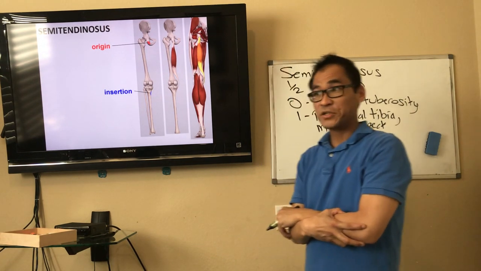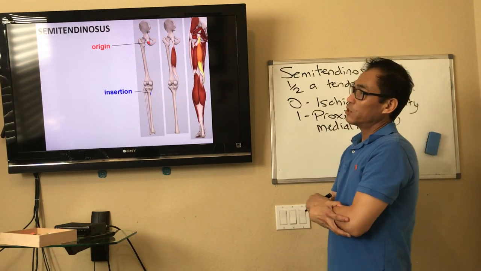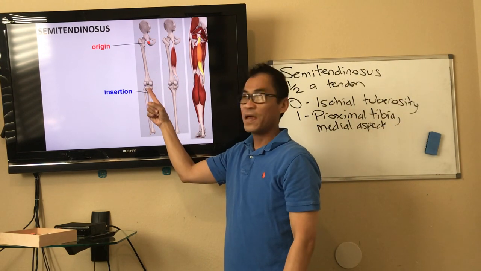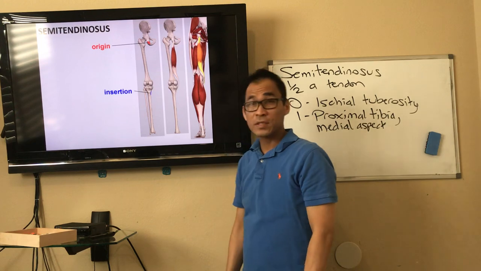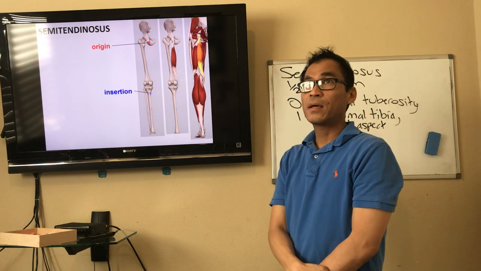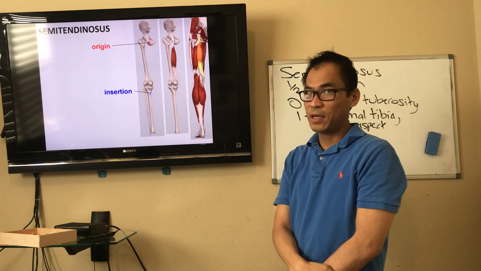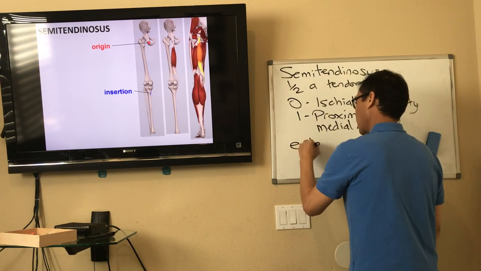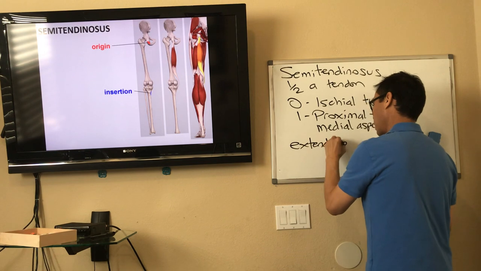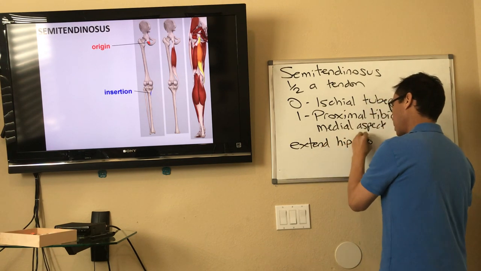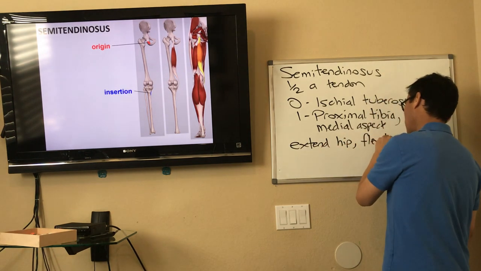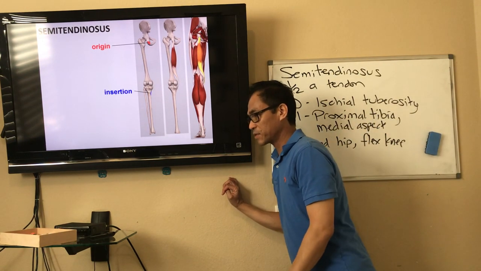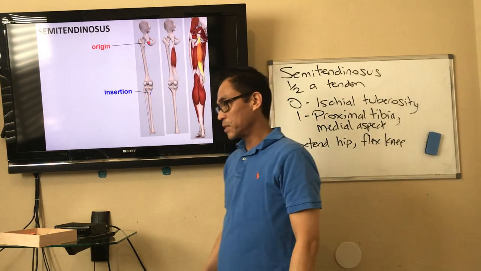Let's think about the actions here. What joint is it going to cross? Two, hip and the knee. So this muscle can extend the hip and flex the knee. Once again, if I bring my hip back and then flex the knee, that's what this muscle does. It's on the back.